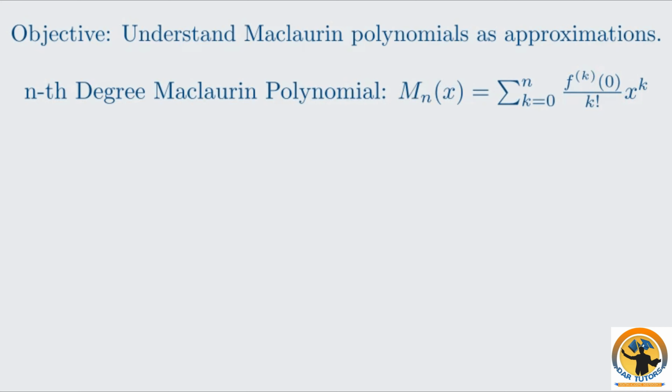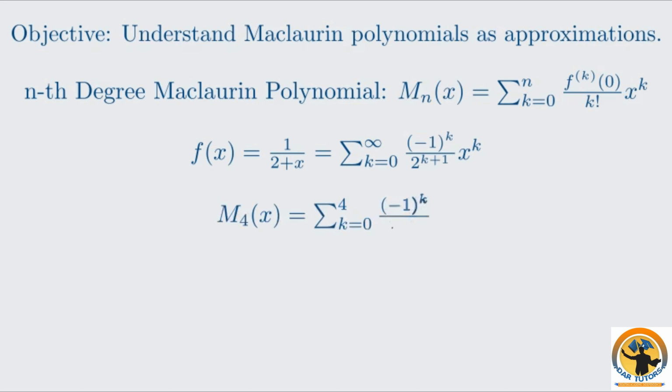Let's continue with our previous example, f of x equals 1 over 2 plus x. We found its Maclaurin series to be the sum from k equals 0 to infinity of negative 1 to the k over 2 to the k plus 1 times x to the k. Let's find the fourth degree Maclaurin polynomial M sub 4 of x. This means we take the first 5 terms of the series, from k equals 0 to k equals 4.